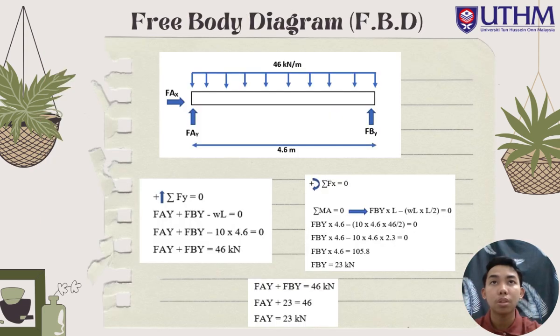Next, for the free body diagram part, the diagram shows the center load of 46 kN distributed over a 4.6 meter span beam. The horizontal support reaction Fax is equal to 0, showing that no horizontal forces act on the structure. By applying the equilibrium equation, we find the vertical forces are 23 kN at Fay and Fby.